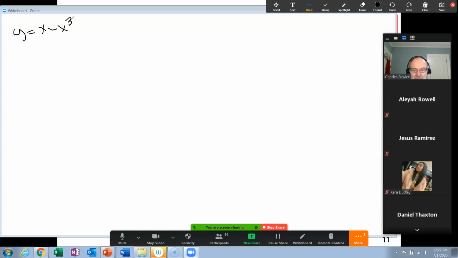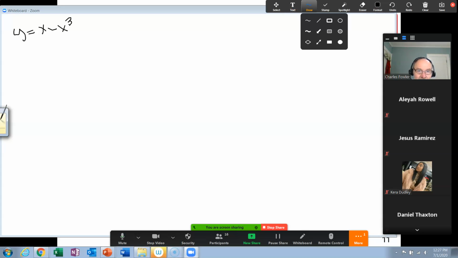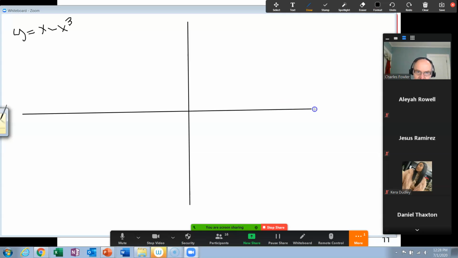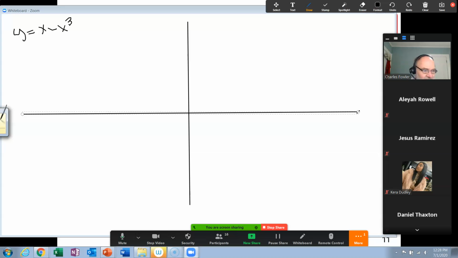Okay, so let me try to do what I did before. Come up here to my draw screen. Okay, now I'm going to try to draw a vertical axis. Not quite vertical, but kind of close. Okay, now we're going to draw a horizontal axis. Try to anyway. Not quite horizontal, but fairly close.